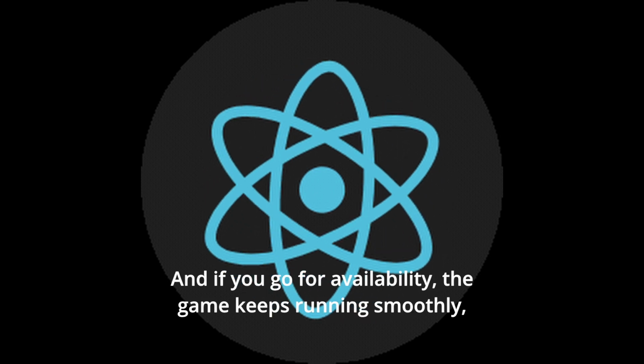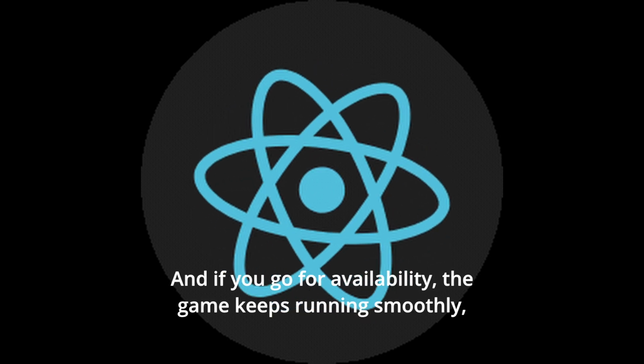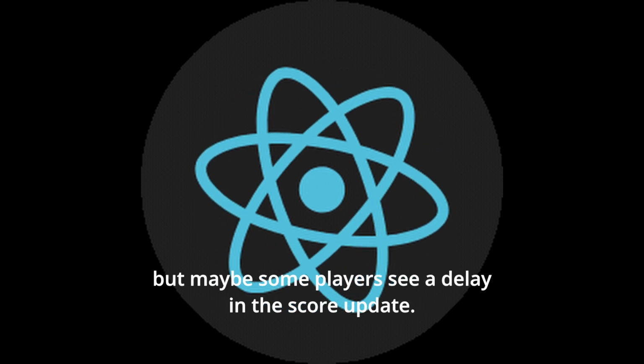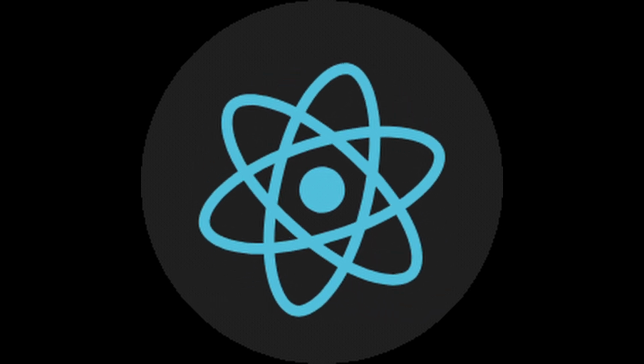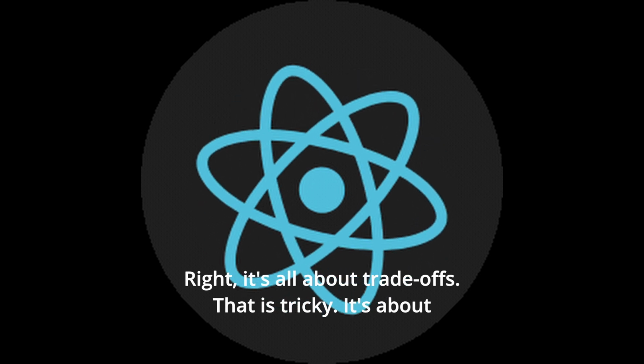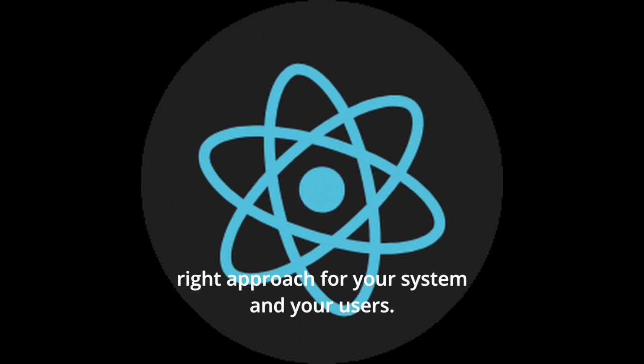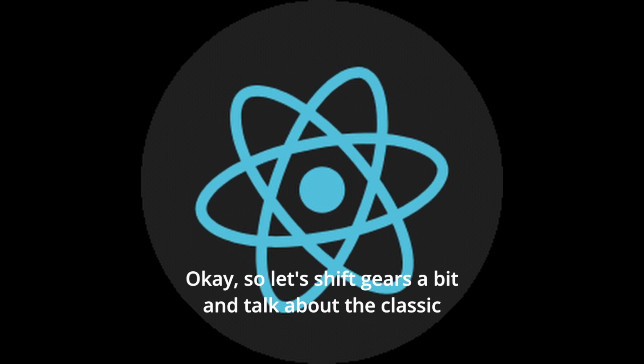And if you go for availability, the game keeps running smoothly, but maybe some players see a delay in the score update. Right. It's all about trade-offs. That is tricky. It's about understanding those trade-offs and choosing the right approach for your system and your users.